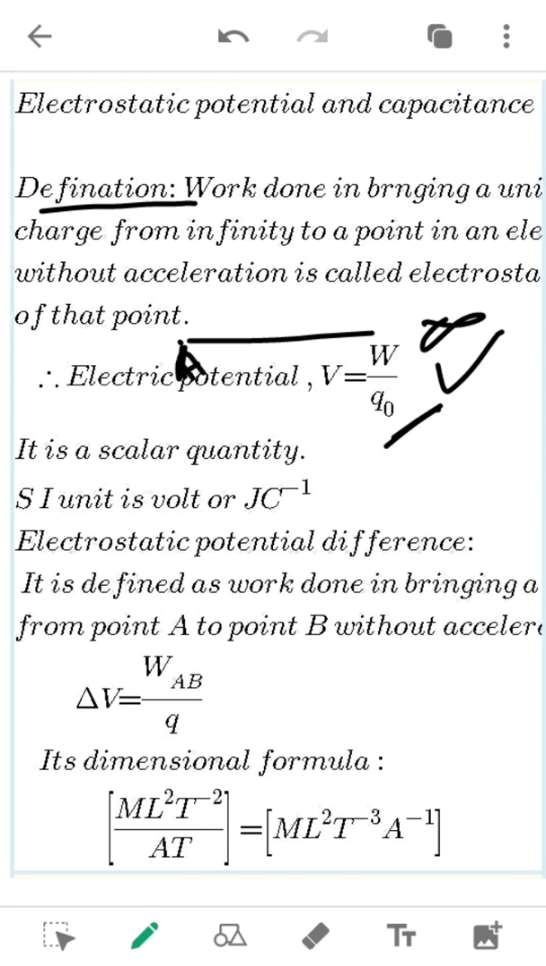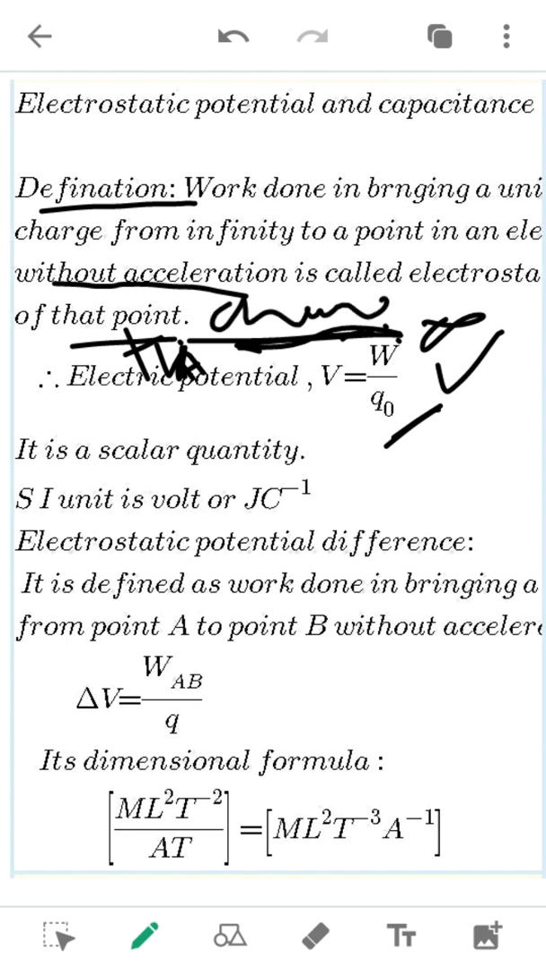So that work done is done against, suppose there is another charge here, plus Q. So the unit positive charge has to do certain work to come to a certain point. So it should be moving very slowly. So when it is moving slowly, then it means that it is moving without acceleration. This is very, very important. You have to say it without acceleration. That is known as the electrostatic potential of that point.